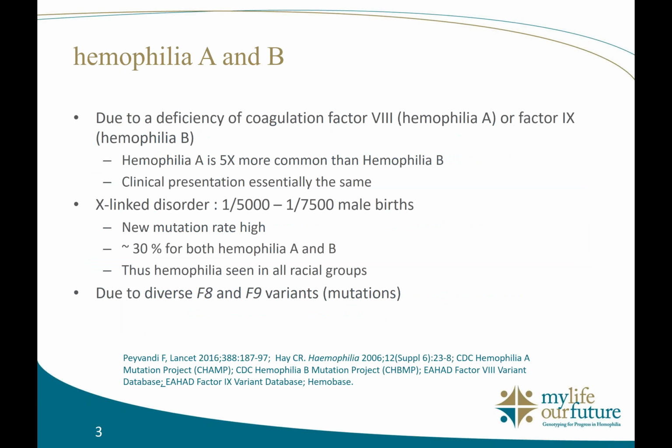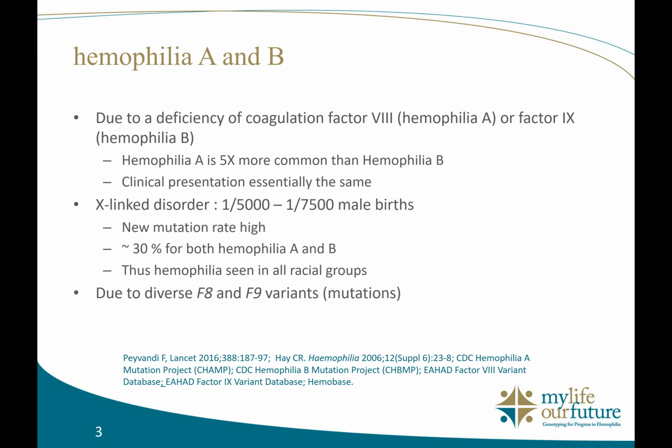So just a little background on hemophilia. Hemophilia A and B are due to deficiencies of either coagulation factor 8 for hemophilia A or factor 9 for hemophilia B. Hemophilia A is more common than hemophilia B, but the clinical presentation is essentially the same. These are X-linked disorders affecting somewhere between 1 in 5,000 to 1 in 7,500 male births. The new mutation rate is high, estimated at about 30% for hemophilia A and B.